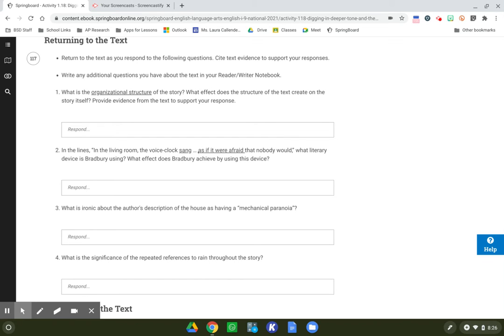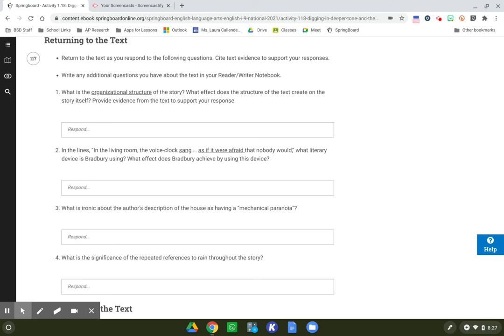Clocks don't actually sing, right? And clocks don't have feelings. They can't be afraid. They don't know what's going on around them. They're mechanical. So this idea is they are being personified. So I want you to think about why, and I want you to think about what the effect is. So what does it do? What tone does it set, or what message does it communicate?